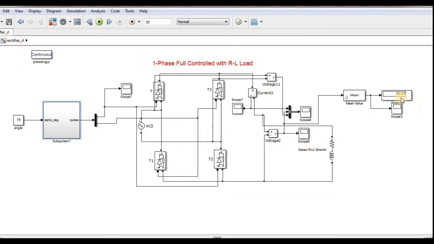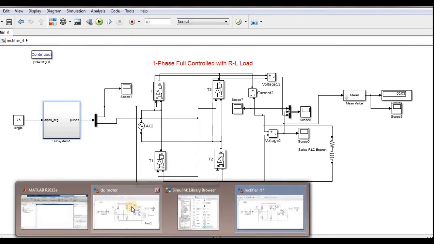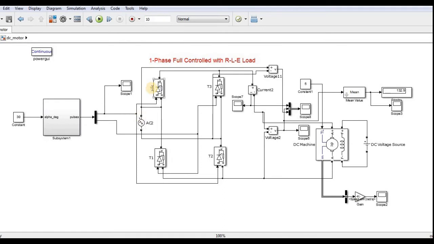So I can vary the output voltage by varying this angle, and if I generate this angle from my required voltage, then I can get exactly the required voltage over here. And I will stop this one, and I will go on to explain this DC motor.